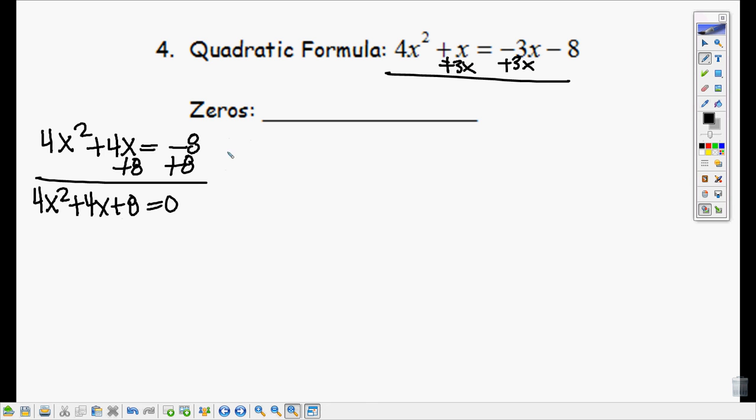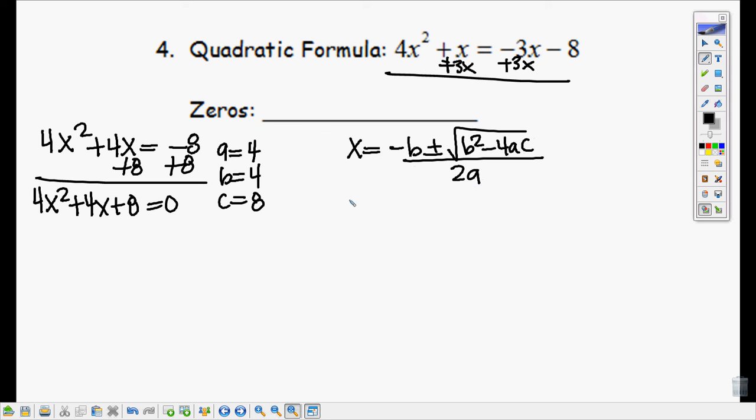So then I need to identify my a, b, and c. So a is the coefficient of the x squared term, b is the coefficient of the x term, and c is my constant. So I need to know that my formula is the opposite of b, plus or minus the square root of b squared minus 4ac, all over 2a. So I have x is equal to the opposite of b, which is negative 4, plus or minus the square root of 4 squared minus 4 times 4 times 8, all over 2 times 4.